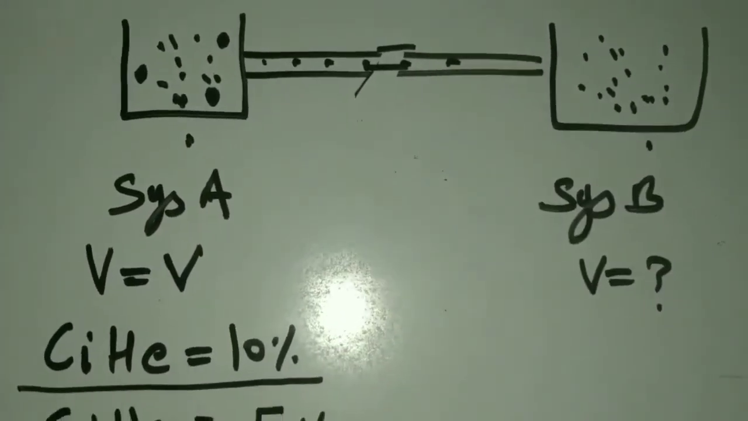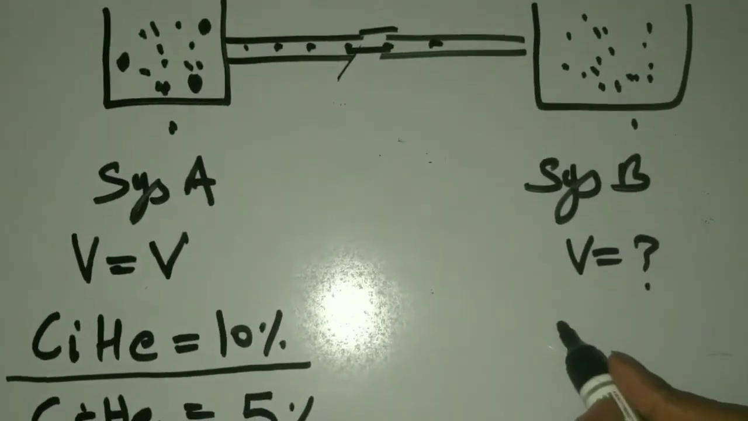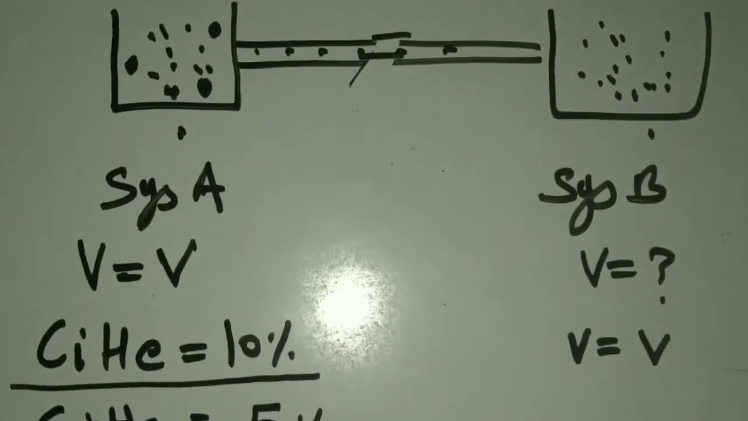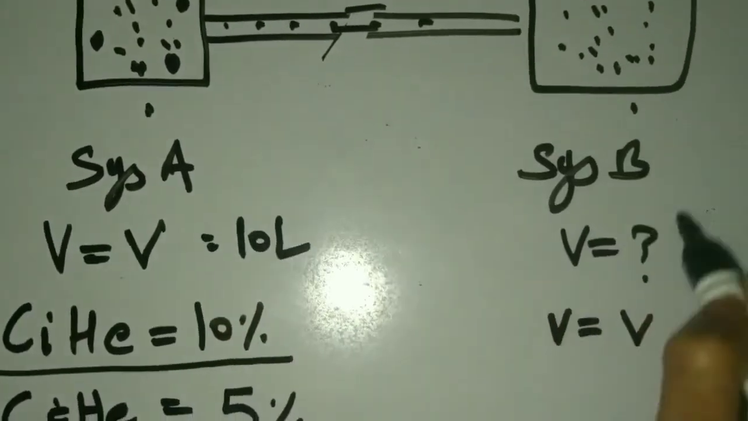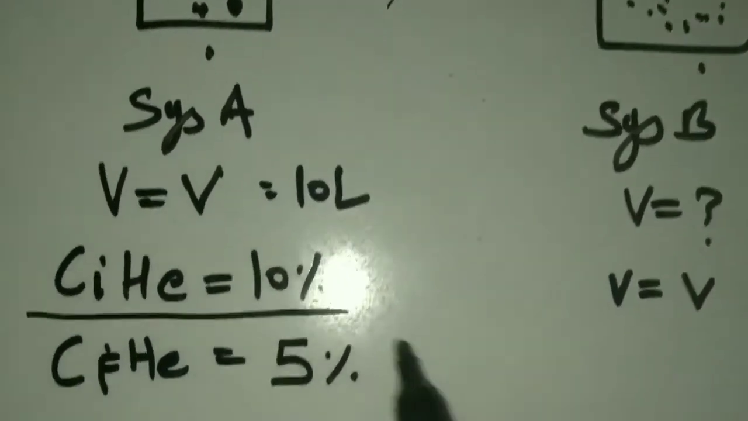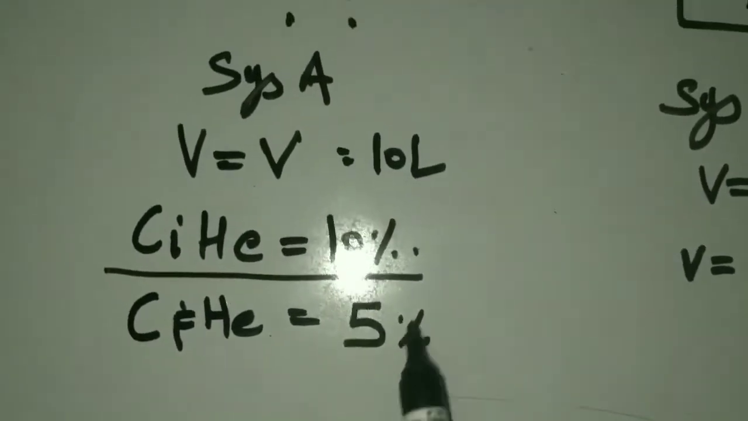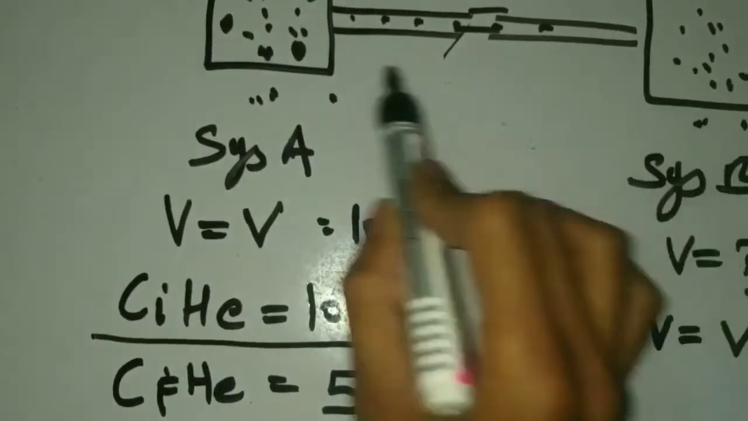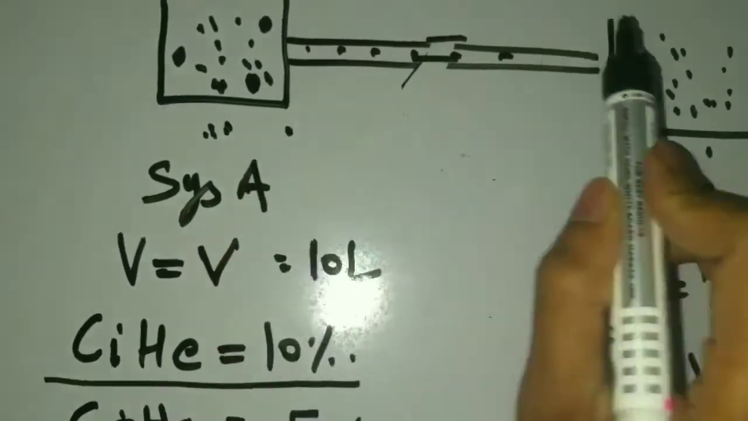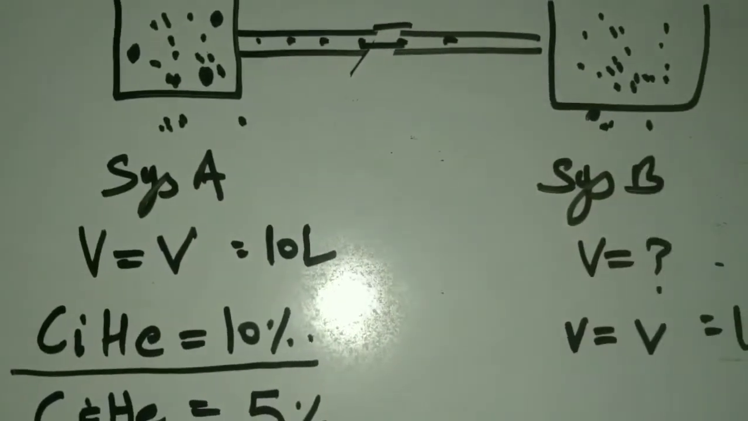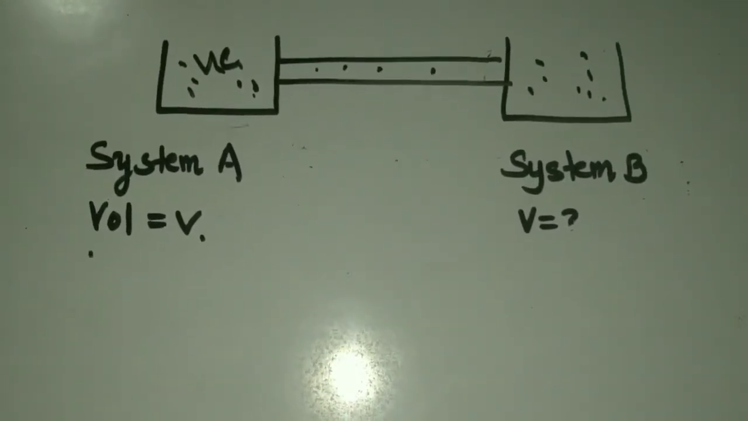That's why the concentration has become half. That means the volume of system B also was V. Just say that the volume was 10 liters, then the volume of system B will be 10 liters, because the initial concentration of helium was 10%, now it became 5%. That means in both systems it was divided equally, which implies that the volume present over here was equal to the volume present over here. We can also calculate this. So the volume of system A was equal to the volume of system B.